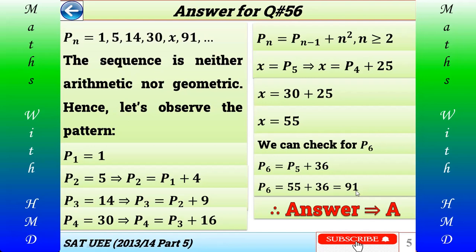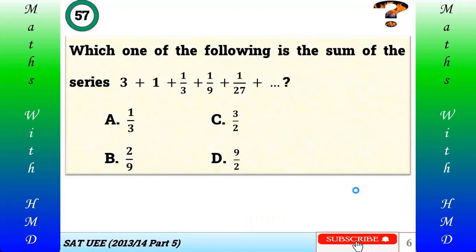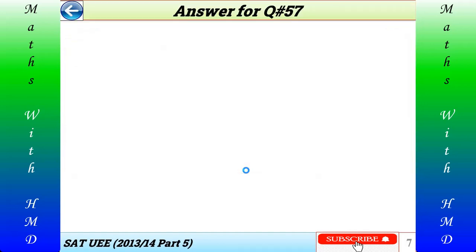Thank you very much. Let's continue with the next question, which is question number 57. Which one of the following is the sum of the series 3 plus 1 plus 1 over 3 plus 1 over 9 plus 1 over 27 plus and so on? A, 1 over 3, B, 2 over 9, C, 3 over 2, D, 9 over 2. Okay, let's continue. But before that, please try by yourself and check your answer with my answer.